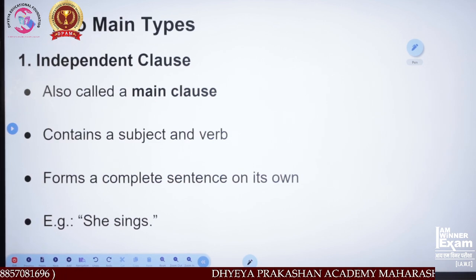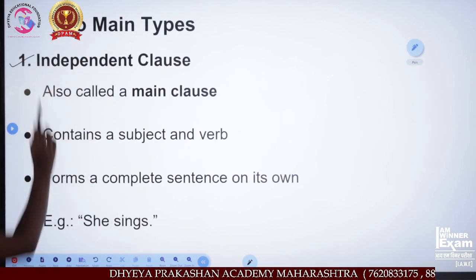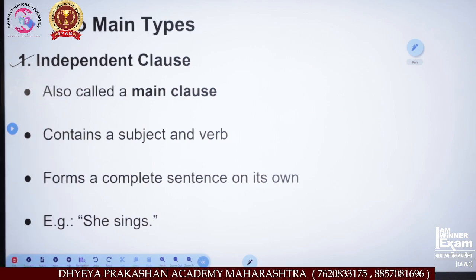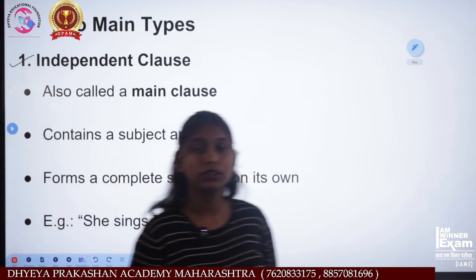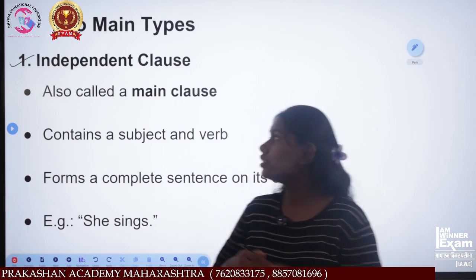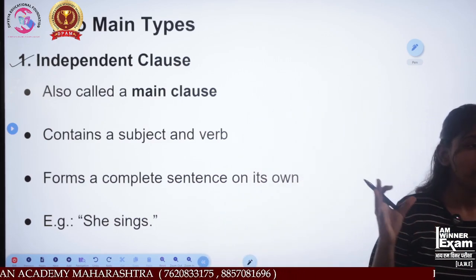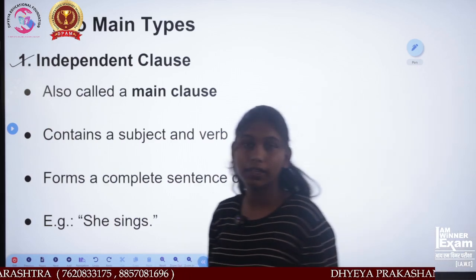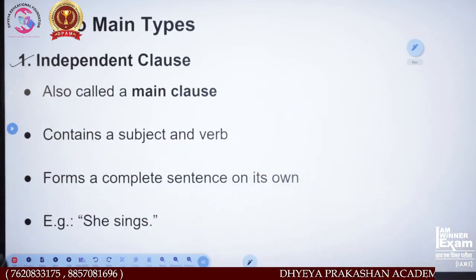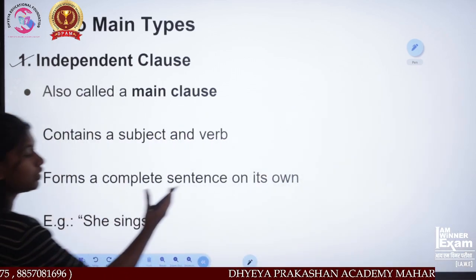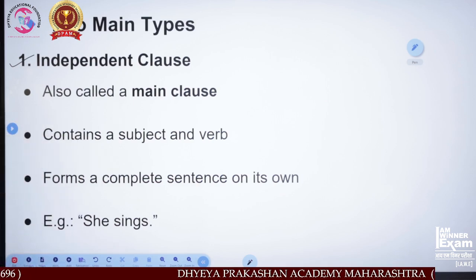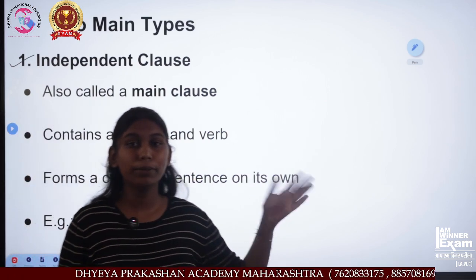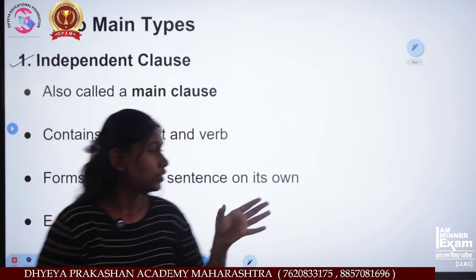The next two main types of clauses. First is the independent clause, also called the main clause. It contains a subject and a verb, and forms a complete sentence on its own. It means it is not dependent on any other sentences.